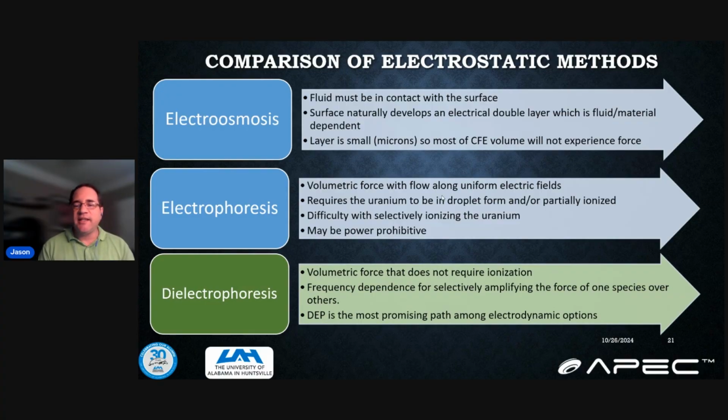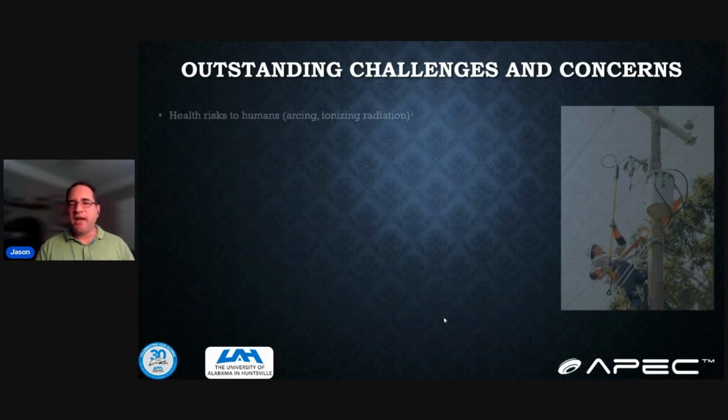dielectrophoresis is a volume force that does not require ionization. It's frequency dependent, and so you might be able to selectively amplify the force for one species. I mean species in terms of atomic species or materials, not humans versus cats or dogs or something. So species in the context of what materials you're trying to work on. And of all of these things, it seems to be the best candidate if you are using electrostatic or electrodynamic means. Now, there are some challenges and concerns with this.